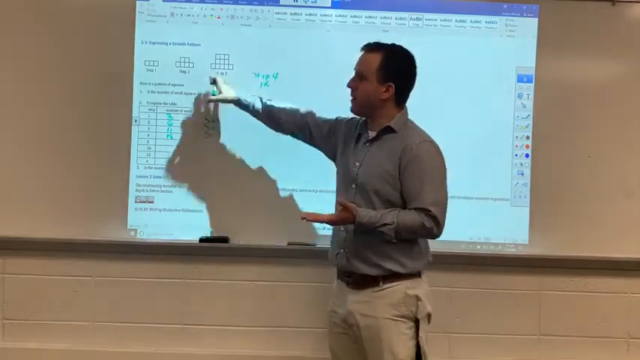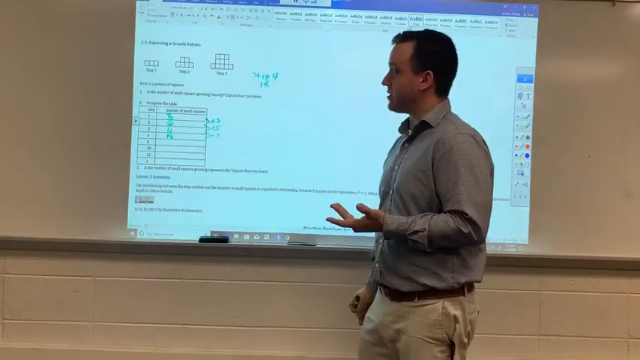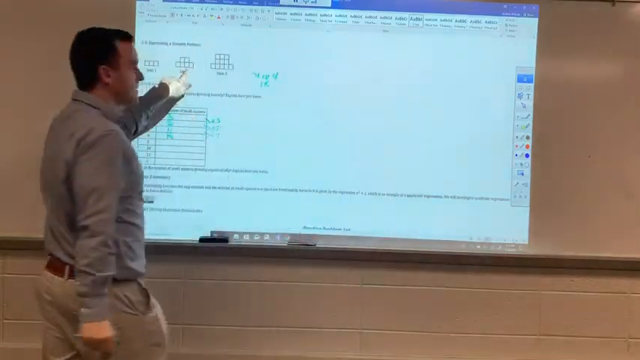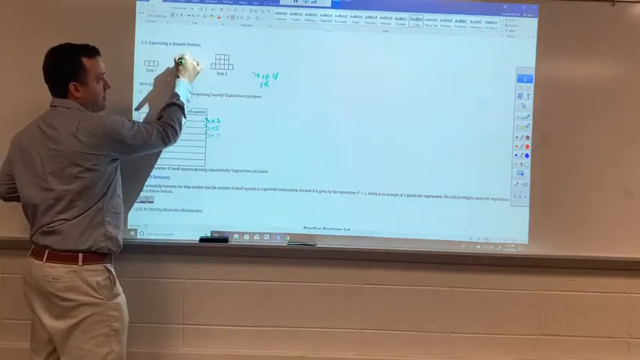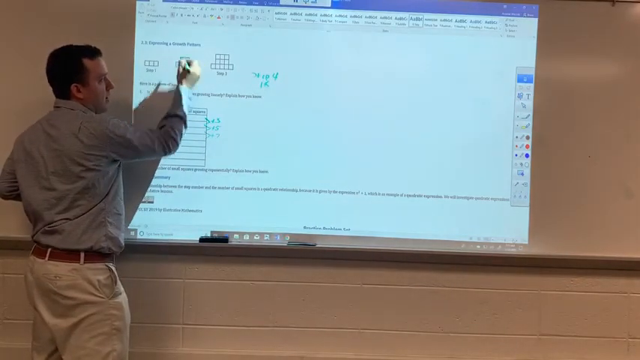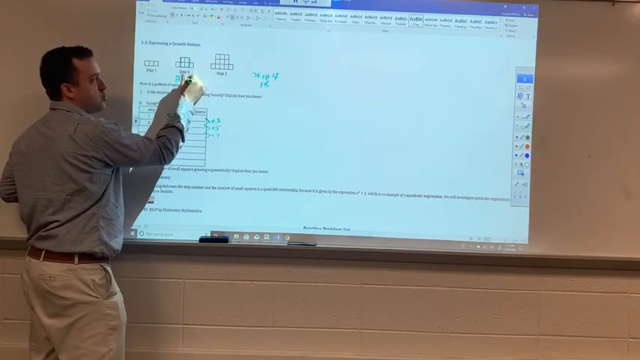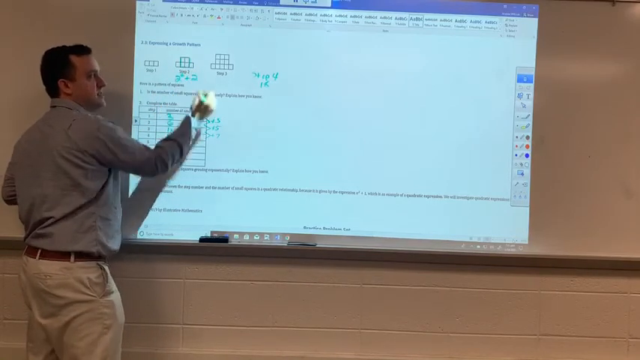So I'm going to examine this and look for a number pattern. Now, it's hard for me to see a pattern in step 1, but in step 2, I definitely see a 2 by 2 square, which would give me 2 to the 2nd power, and then I have 2 squares on the end, so then I add 2.